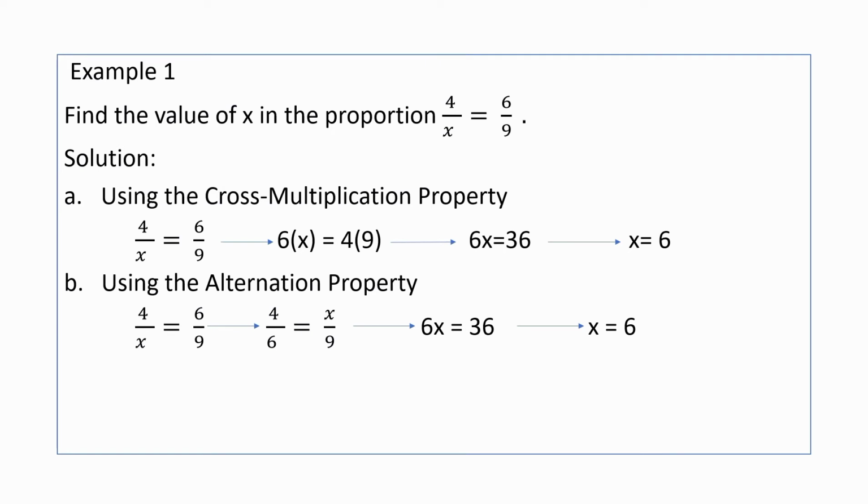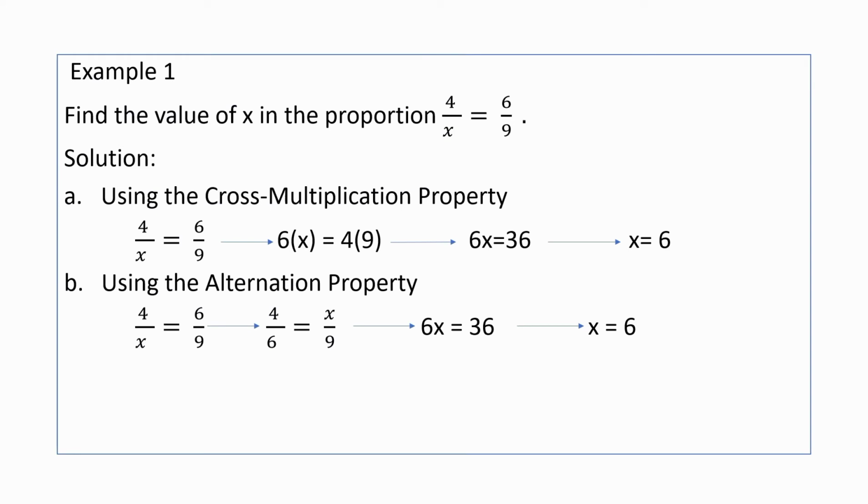So we exchange the position of x and 6. So that would be, again, and next, apply cross multiplication. We have 6x is equal to 36. Again, your x is still equal to 6.